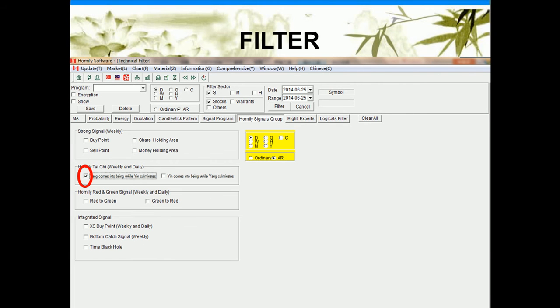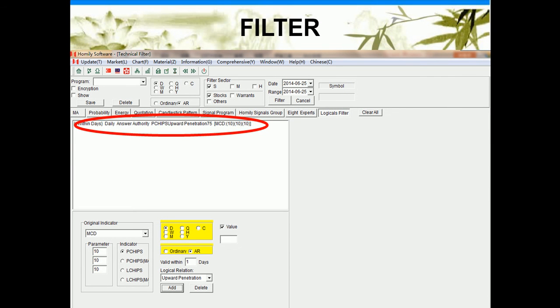So this one is simple. Click filter method. Homely Tai Z group. Yin comes into being while yang accumulated, which means the blue candlestick appears. Okay, so this is the filter. And you can add another condition.